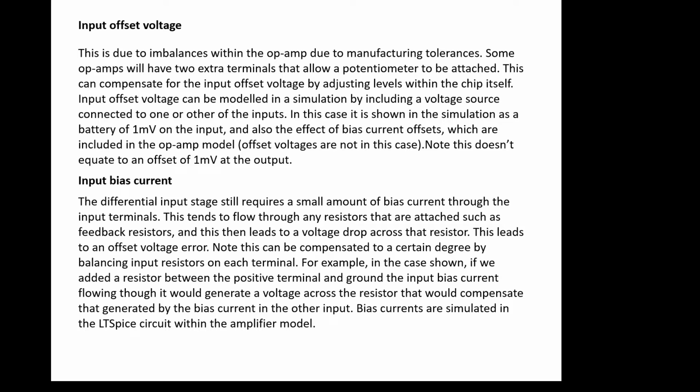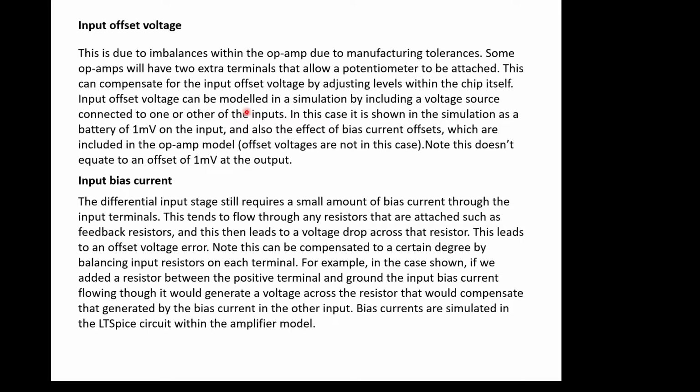So input offset voltage is due to imbalances within the device itself when it was actually made, so tolerances just not being quite right. It used to be the case, and it still is the case in certain conditions, where you can balance this out, and so op-amps will have an extra couple of terminals on them which allow you to put a resistor between them, and then you can use this to balance it. And I think you probably did this in the second year lab in the design exercise. And that actually gets you inside the middle of the chip and allows you to play with the offsets inside there.